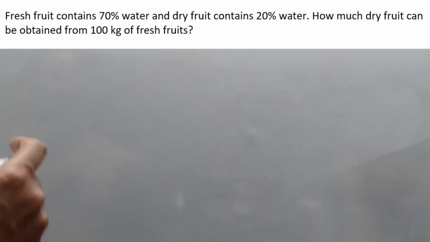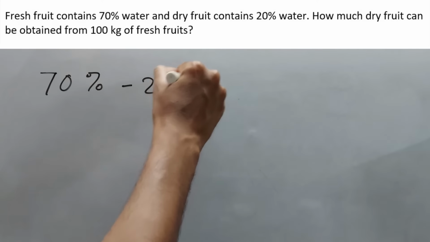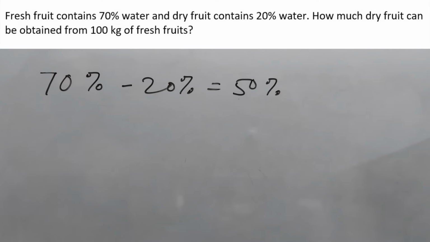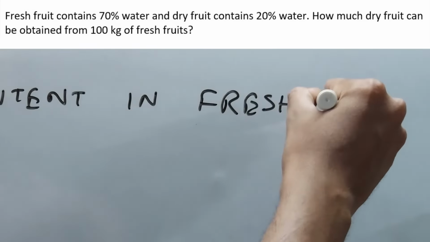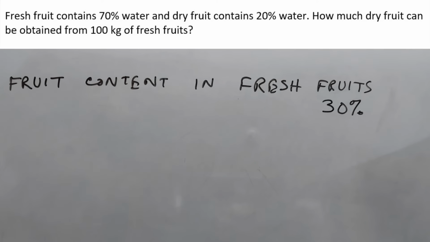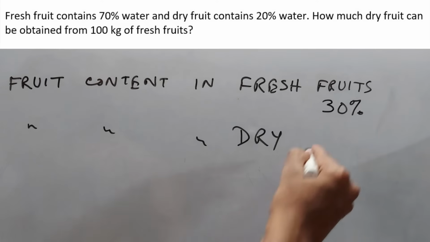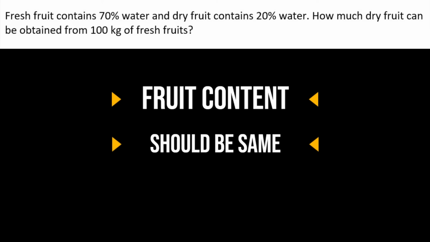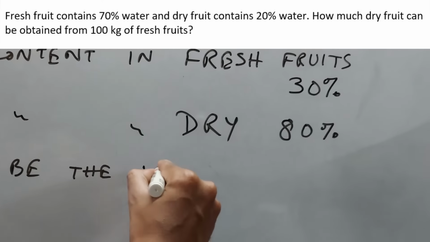See, initially looking at this, we can do it in this way, like 70% minus 20%, okay, is equal to 50%. 50% of fresh fruits. But this is completely wrong. Let's get the result. Fruit contained in fresh fruits, 30%. Now fruit contained in dry fruits, that is 80%. Very, very important point. But we know fruit contained will be same for the both cases, right? Let X be the weight of dry fruit.